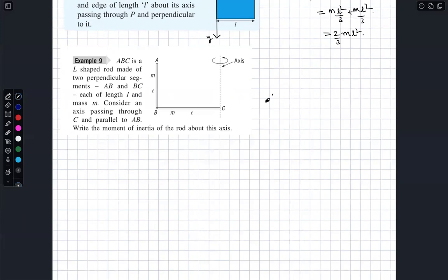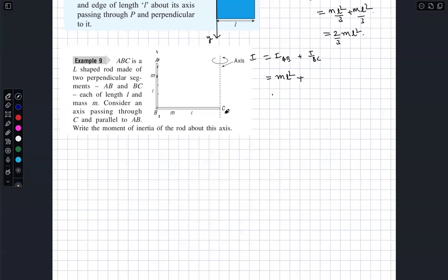It's very simple. Just now we have done it, it's a parallel axis. So I is due to two parts, I_AB plus I_BC. See, the entire rod AB is parallel to this axis, so all elements are at the same distance. Every element in this rod is at a distance L. So simply I will write ML square.